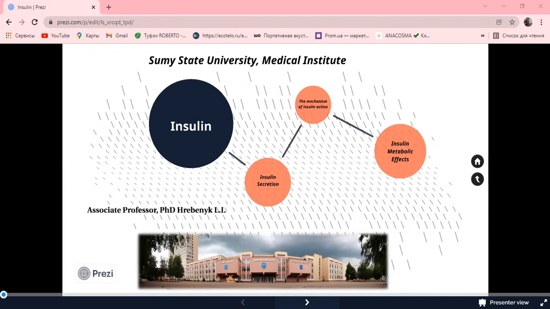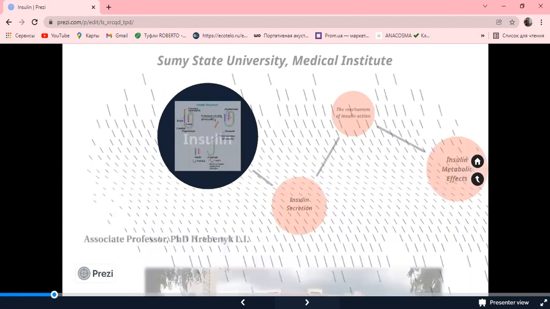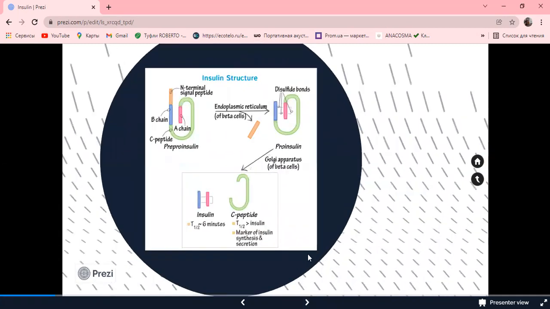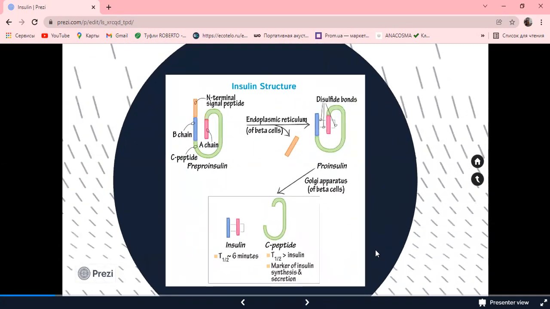I'll explain some key moments about insulin structure, about insulin secretion, about the mechanism of insulin action, and some metabolic effects of insulin. First of all, about the structure of insulin.